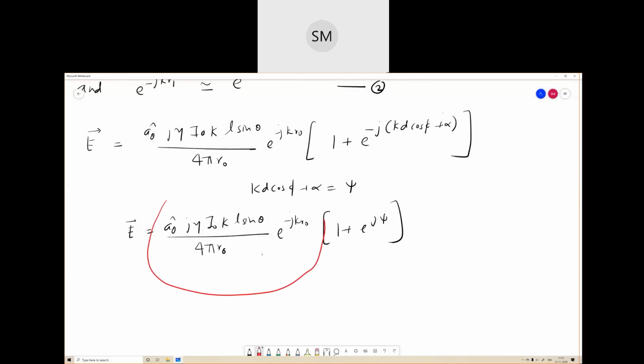What is this in the red circle? What is that? E theta, yes. E theta is correct, but E theta what?